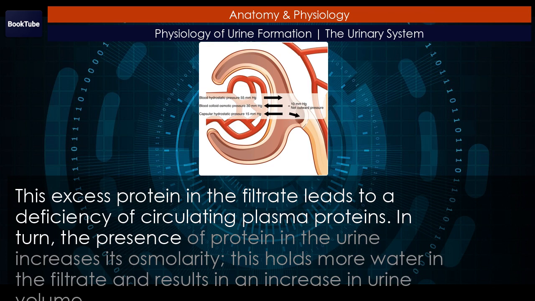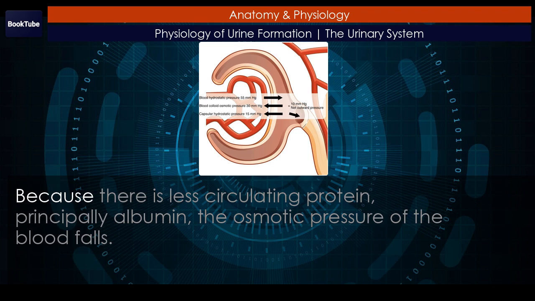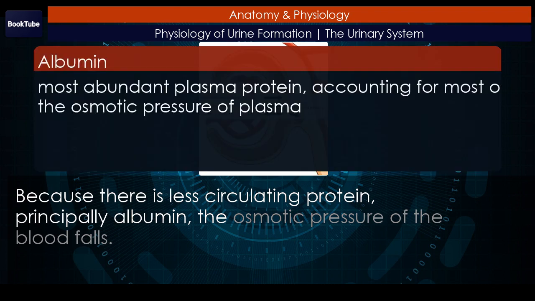In turn, the presence of protein in the urine increases its osmolarity. This holds more water in the filtrate and results in an increase in urine volume. Because there is less circulating protein, principally albumin, the osmotic pressure of the blood falls.